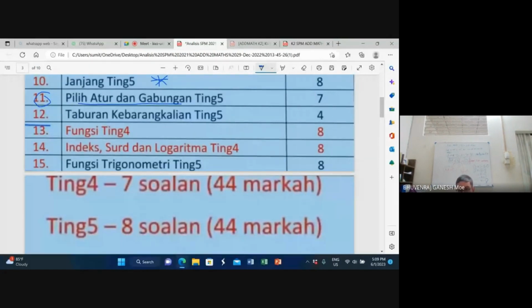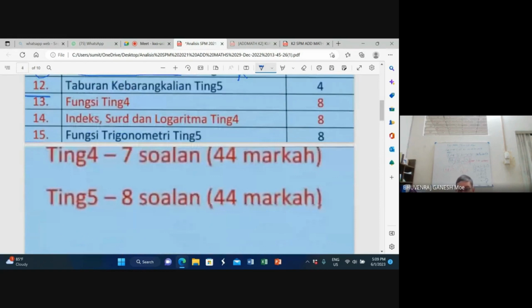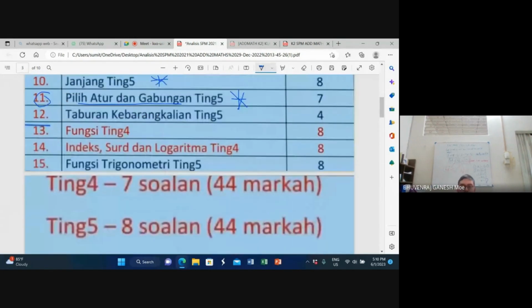If you want, I can also put a star, just in case I can explain further in depth, for number 11. That one actually carried 7 marks in number 11 of section A in the SPM. Usually permutation, I didn't learn it. Okay, we'll put a star there.